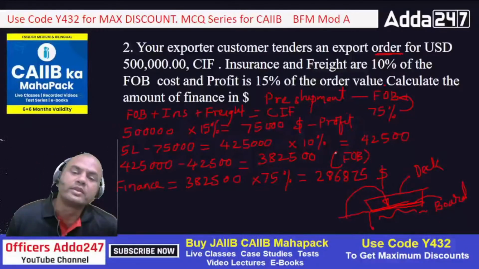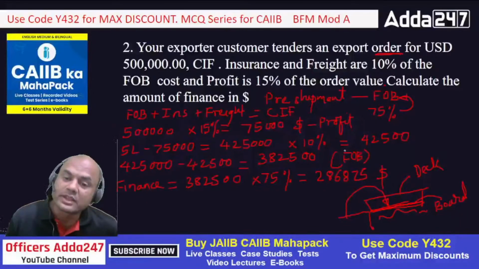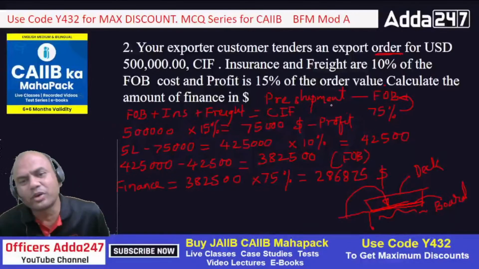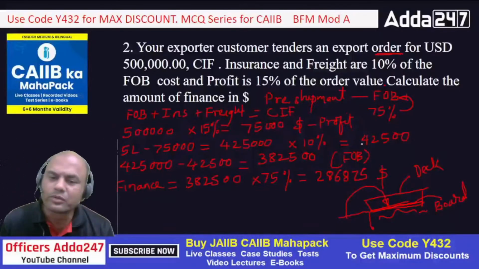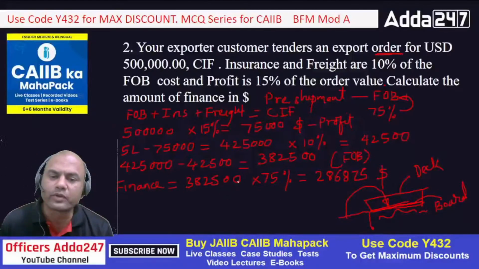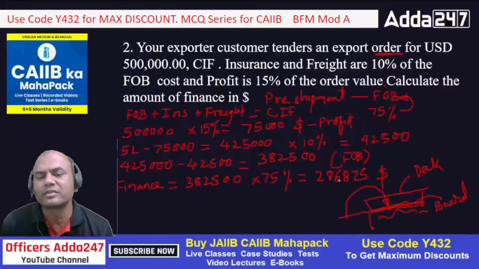Okay. Now this is my FOB value. So based on this value, I'll finance the pre-shipment. Now the point is, do I finance the entire FOB value? No. Bank always finances 75% of this. So bank will finance 382,500 into 75%. What are you getting? 286,875. This much dollars bank will finance.